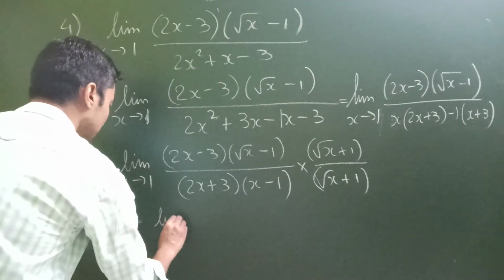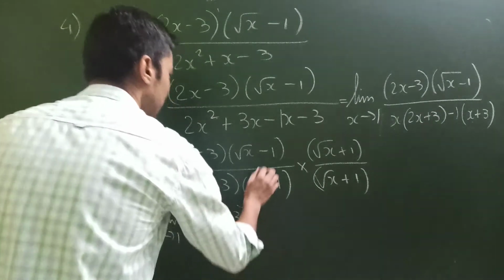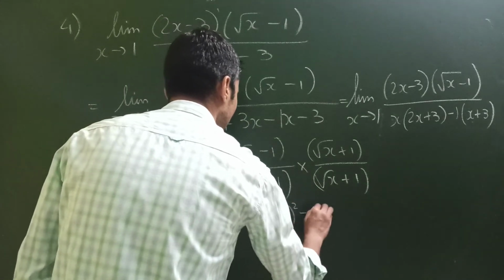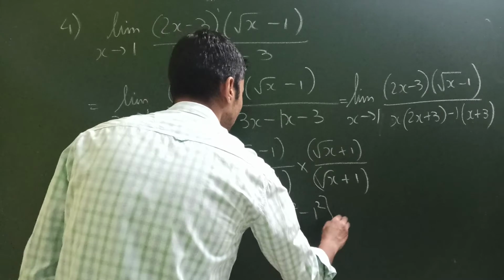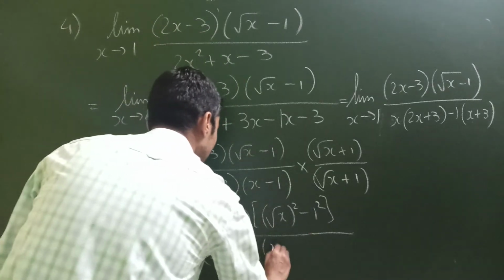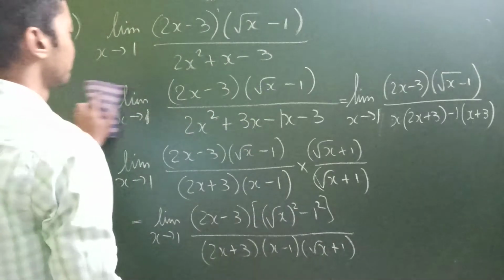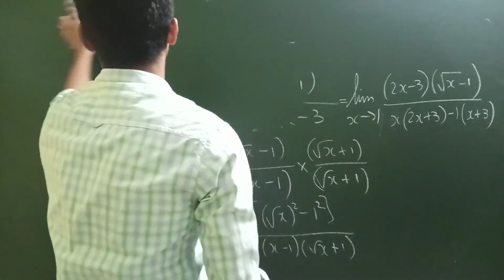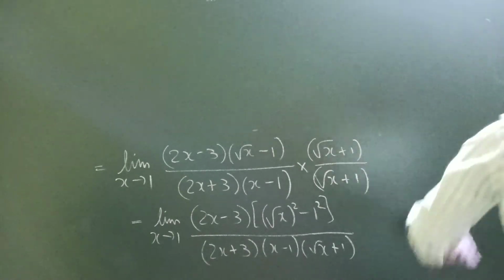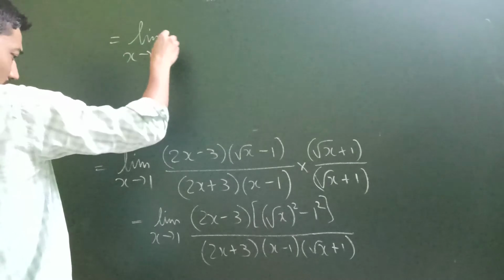So that's going to be the limiting value as x tends to 1, 2x minus 3 root of x minus 1. So now again, a plus b, a minus b. So the formula will be a square minus b square upon 2x plus 3, x minus 1, root of x plus 1. Limit x tends to 1.